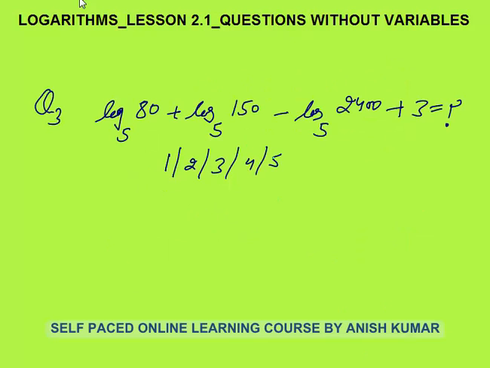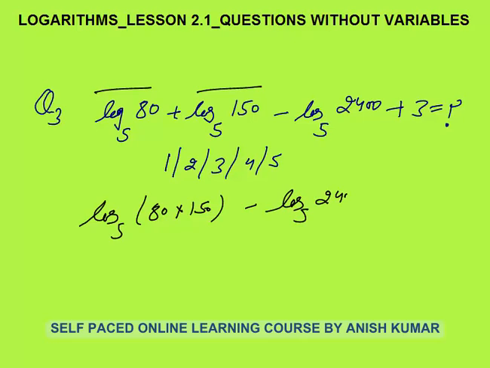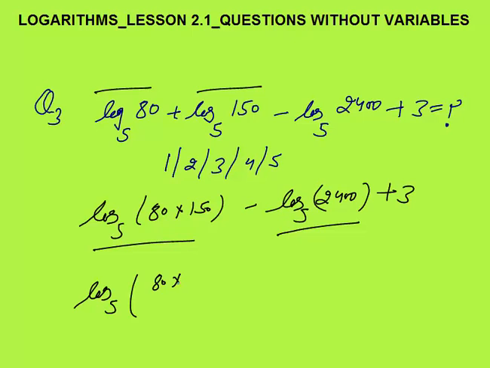Third question is log 80 plus log 150 to the base 5 minus log 2400 to the base 5 plus 3. How much would it be? Now this question doesn't need much writing. This is log A plus log B, which equals log A into B, base 5. So this is 80 into 150, minus log 2400 as it is, plus 3. Now this is log A minus log B, which becomes log A by B with the base remaining as it is: 80 into 150 upon 2400. This 3 will be as it is.